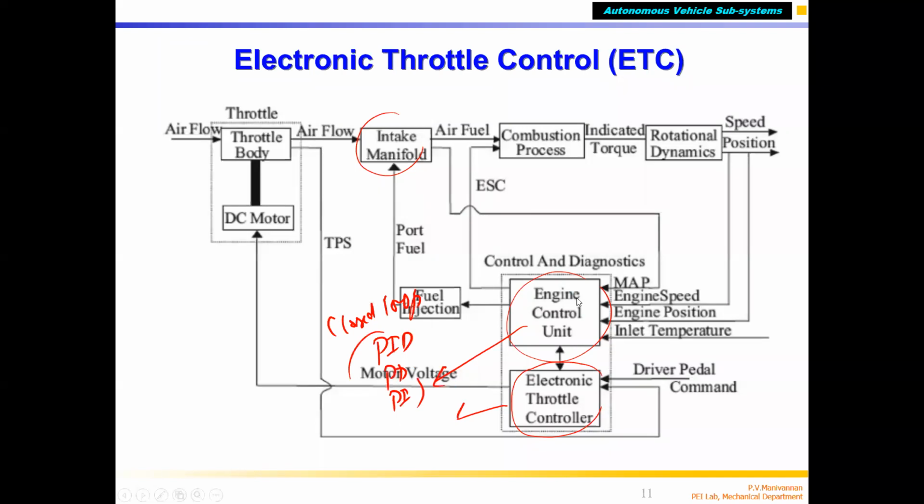So how this algorithm is implemented inside is a software algorithm, correct? It can be implemented using hardware also, correct? PID control can be implemented using hardware, which is nothing but an analog computer. It's called an analog computer, correct? An analog computer consists of what is called an operational amplifier, op-amp, correct?